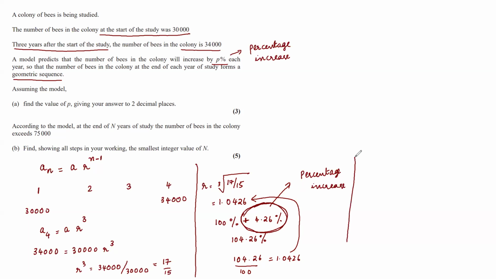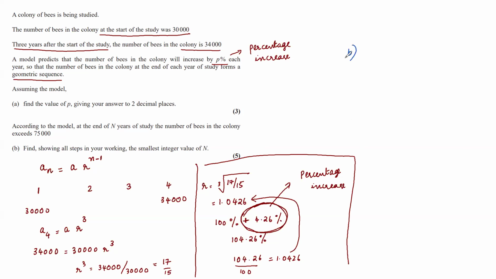Now moving on to the next part, that is, according to the model, at the end of n years of study, the number of bees in the colony exceeds 75,000. Find, showing all steps in your working, the smallest integer value for n. So let's just do the B part here.